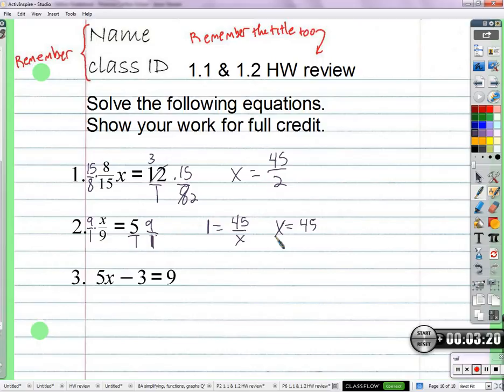We are going to finish this one, so the less you fidget and turn, the faster it goes. First thing we would do here, Marcus, plus 3 on each side. Plus 3. And then 5x equals 12, 12 divided by 5. And then it's 2.4.